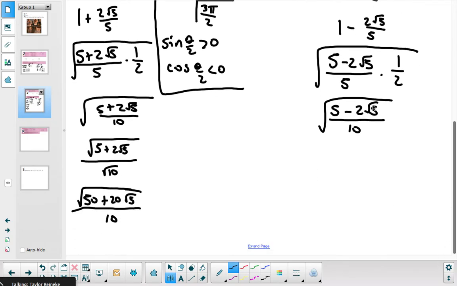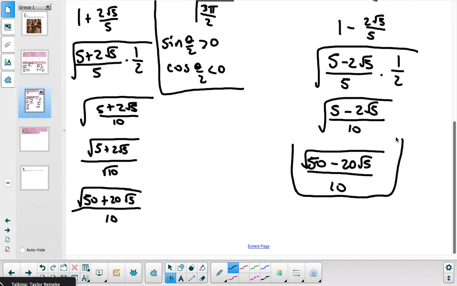Scratch that thought. All right, same deal. We're going to multiply by 10 and 10. So we have 50 minus 20 root 5 over 10. The only thing being square rooted is going to be the numerator now. So this is cosine of theta over 2. This is sine of theta over 2. Pretty gross, but we have the luxury now of having exact answers, which is such a dignified answer compared to a decimal.